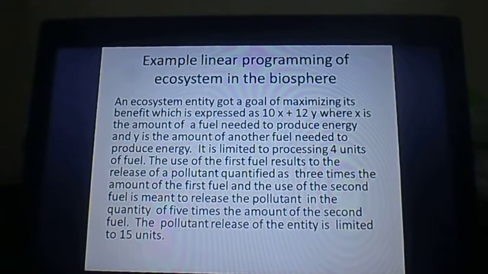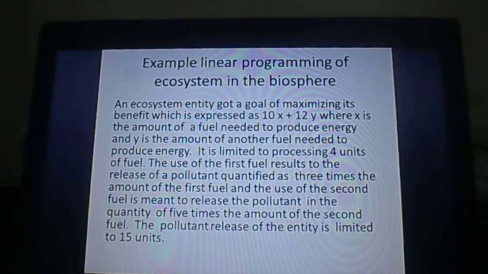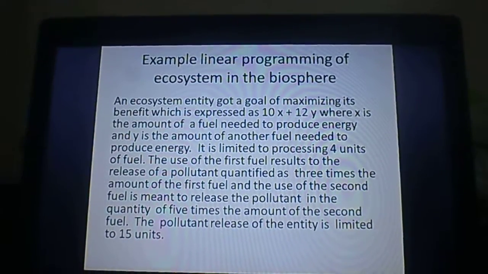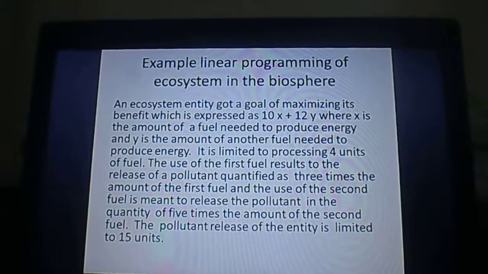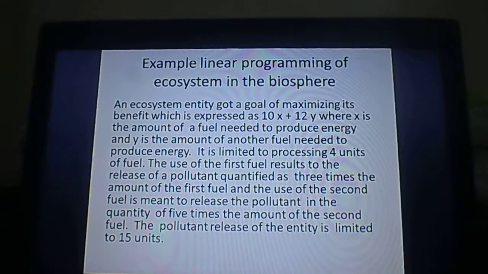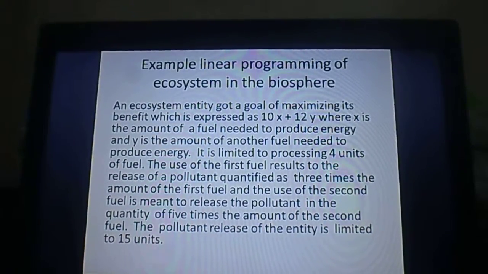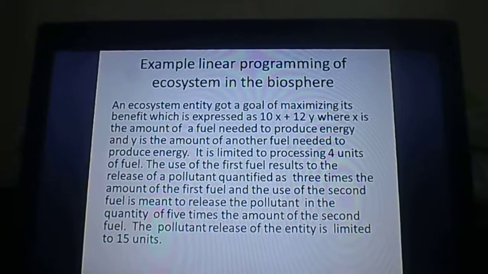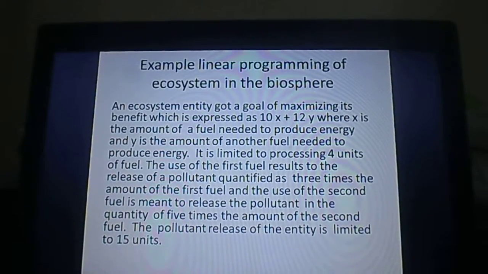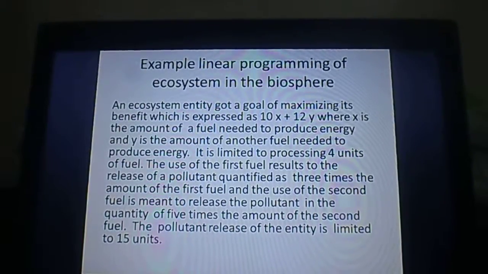The use of the first fuel results in the release of a pollutant quantified as 3 times the amount of the first fuel, and the use of the second fuel releases the pollutant in the quantity of 5 times the amount of the second fuel. The pollutant release of the entity is limited to 15 units.